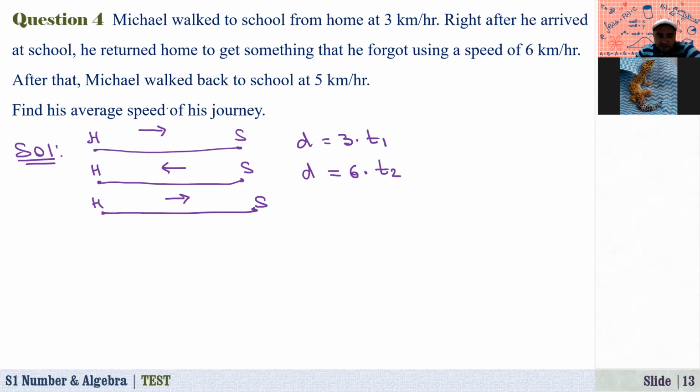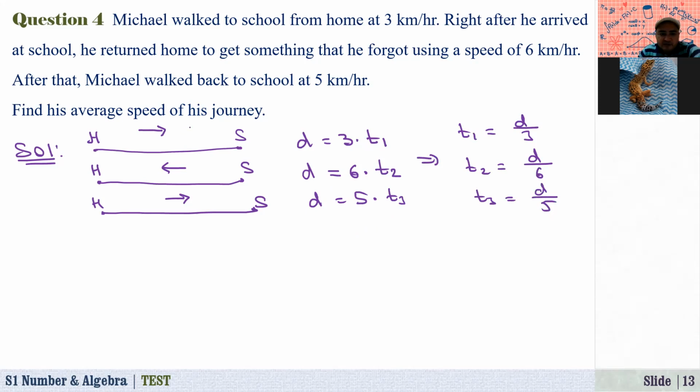And again, Michael walked back to school at 5 kilometers per hour. Again, the same distance. His speed was 5, and it took 3 hours. Okay, so now from here we can find the times. What is T1? T1 is equal to D over 3. Just divide both sides by 3. In the second case, T2 is equal to D over 6. And in the third case, T3 is equal to D over 5.